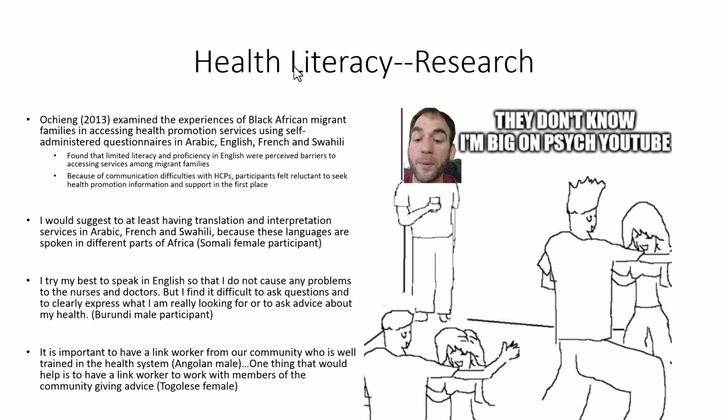So this included qualitative data collected from the participants, and I will read some of what the participants reported. And these are all quotes. Quote: I would suggest having translation and interpretation services in Arabic, French, and Swahili because these languages are spoken in different parts of Africa, stated a Somali female participant. I try my best to speak in English so that I do not cause any problems to the doctors and nurses. But I find it difficult to ask questions and to clearly express what I'm really looking for or to ask advice about my health, a Burundi male participant stated. And finally, it is important to have a link worker from our community who is well trained in the healthcare system, said an Angola male. One thing that would help is to have a link worker to work with members of the community giving advice, stated a Togolese female participant.